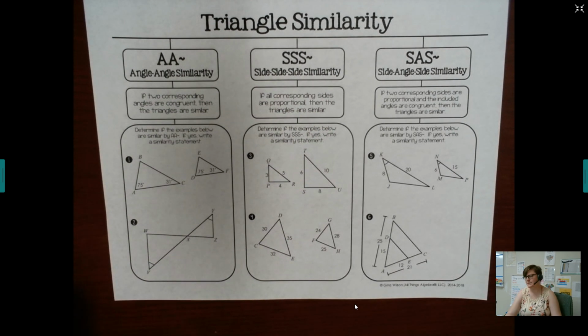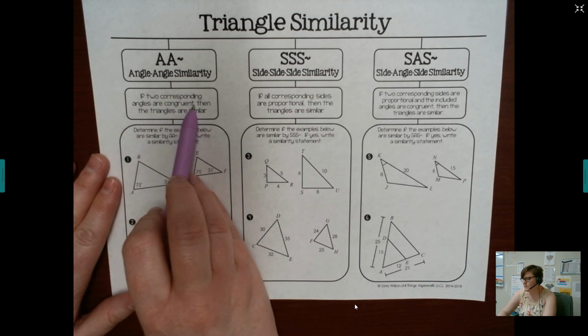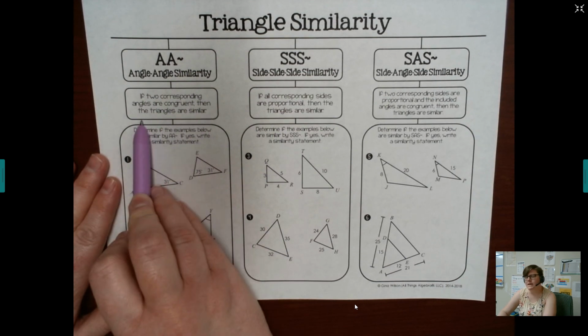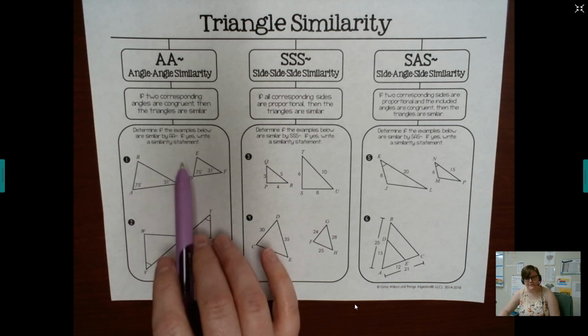The first one is going to be angle-angle similarity. So if you've got 2 corresponding angles that are congruent, then you can say that the triangles are similar. And we can remember that anytime we know 2 angles in a triangle, we can figure out that third one. And there are special properties of triangles that if you know the angles, it tells you enough information about the sides. So that's why this one works.